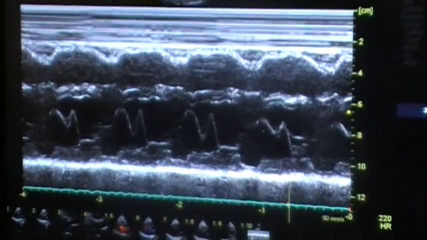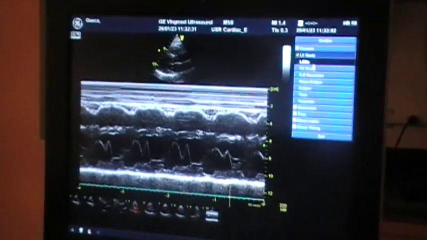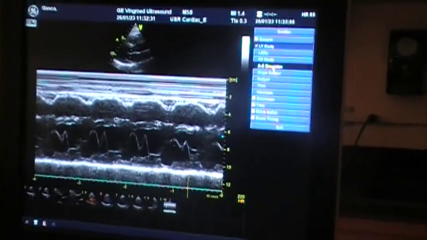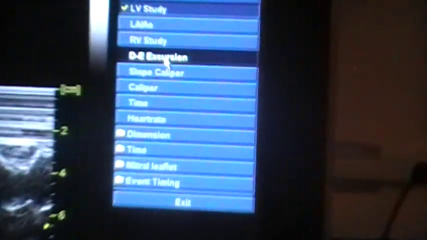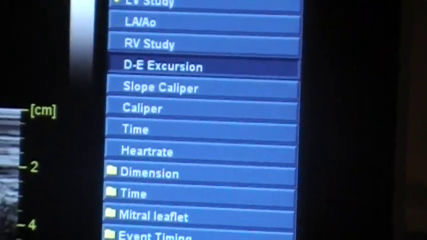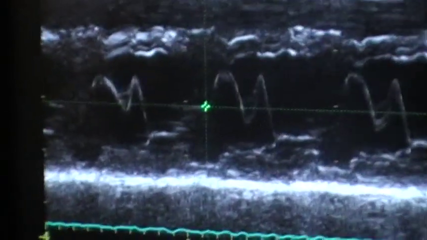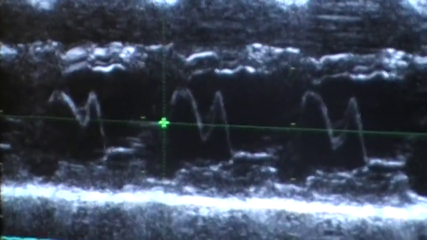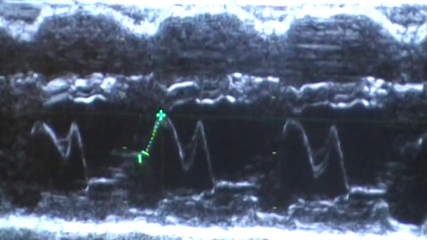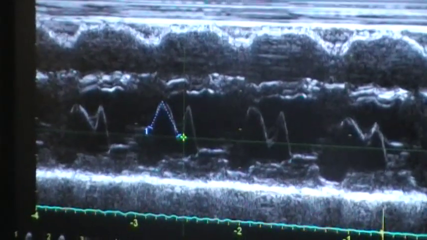So here you can do some measurements on it that you might see and hear about on the registry. You're going to have your D to E excursion. So this initial point here is the D point, and you just click on it and go up to the E point, and that gives you how far that valve's opening. The next thing would be the E to F slope, so you begin at that E point, come down to the F point. So that's just how rapidly that valve starts to close. It has to do with the pressures.